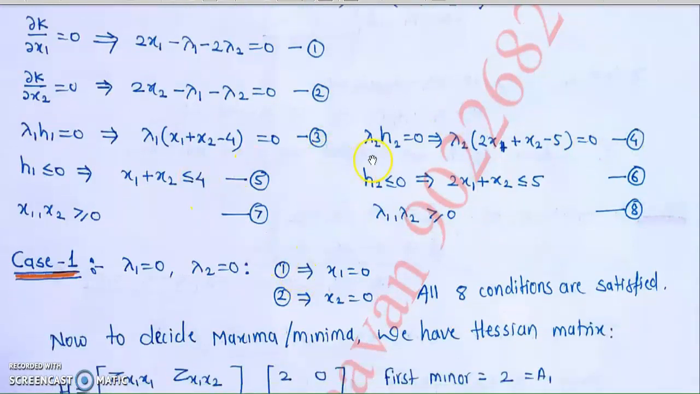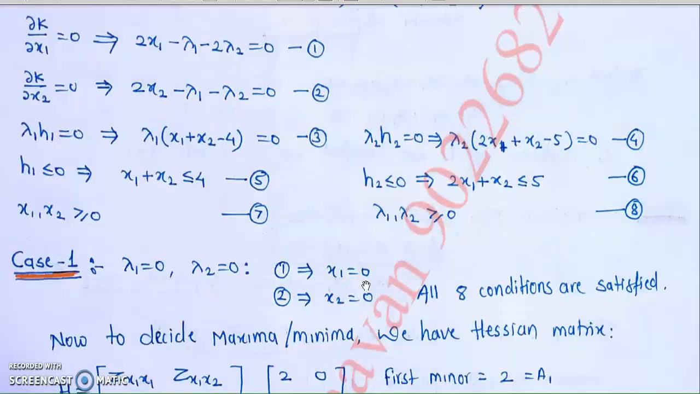Either lambda 1 and lambda 2 both are 0. Second case is both are non-zero, and third case is one of them is 0. So let's start with the first case, when both are 0. When both are 0, we have from equations 1 and 2 only 2x1 equal to 0 and 2x2 equal to 0, which gives us x1 and x2 both are 0.